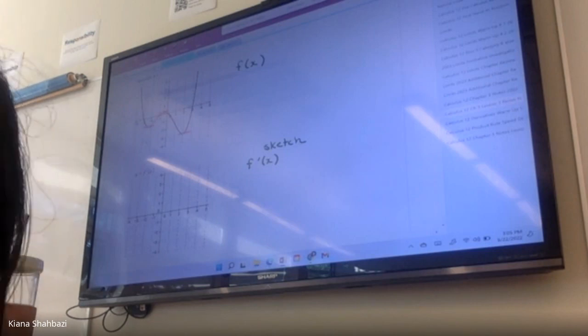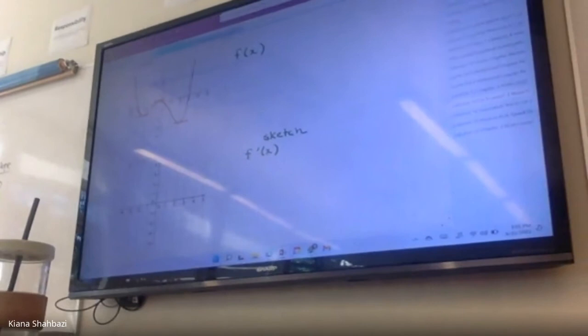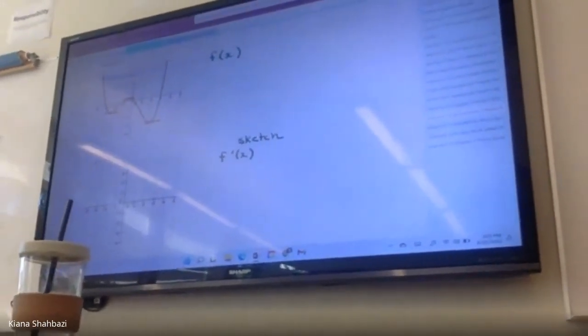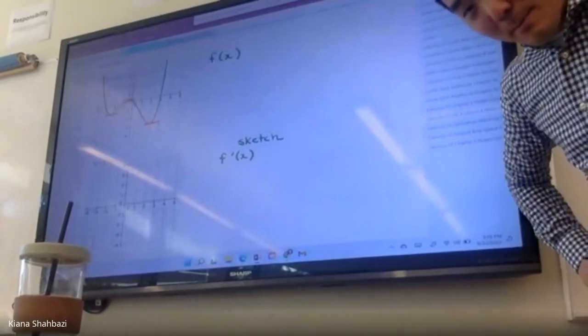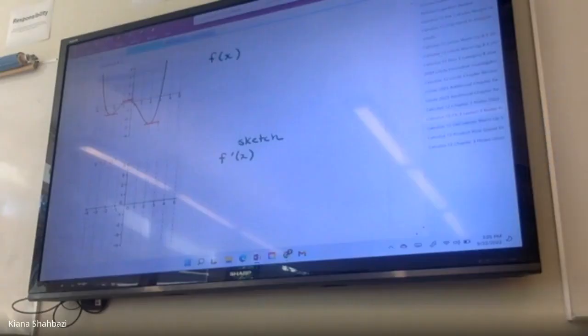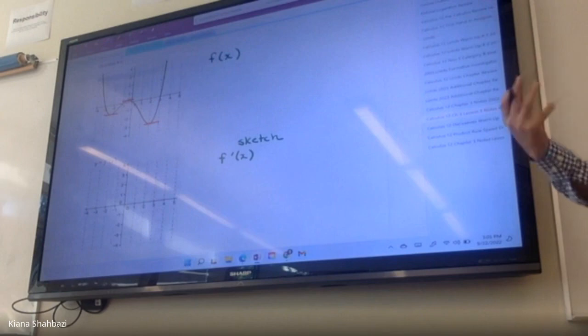What? Can you move it? Which way? This way?